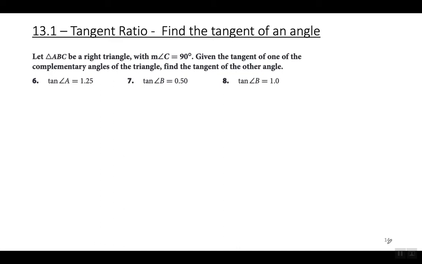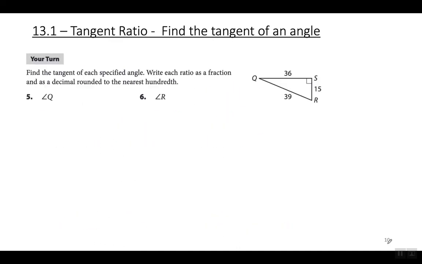Okay, okay, so let me see, did I erase? Yeah, I did erase it.